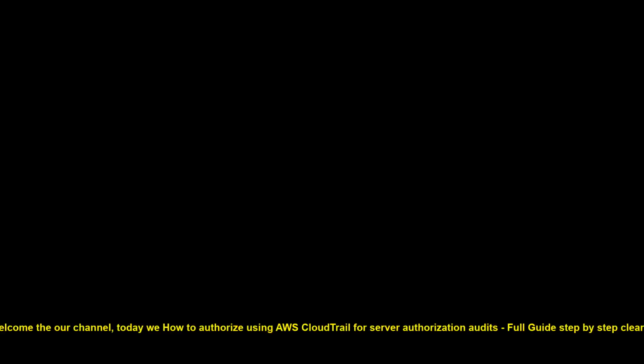Welcome to our channel. Today we show how to authorize using AWS CloudTrail for server authorization audits, a full guide step by step, clearly. To authorize using AWS CloudTrail for server authorization audits, begin by logging into your AWS Management Console. Navigate to the CloudTrail service from the Services menu.